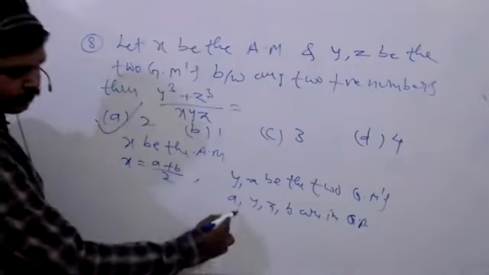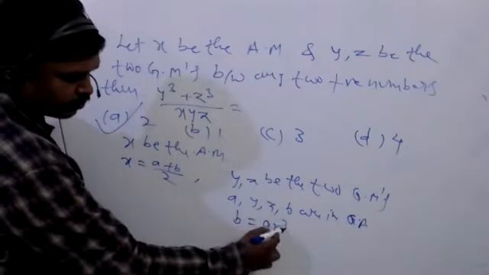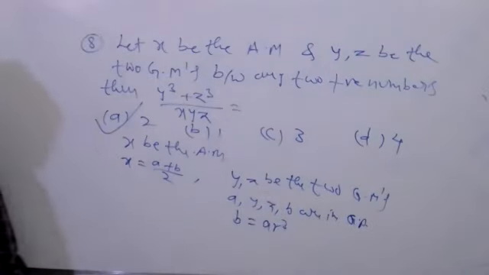Sir, we won't have that much time in the exam. So can we assume different values, like assume a is equal to 2 and b is equal to 4? We can do the problem, right? Then y is equal to ar and z is equal to ar square. Yes, sir. Then we can directly do the problem. That is simple.